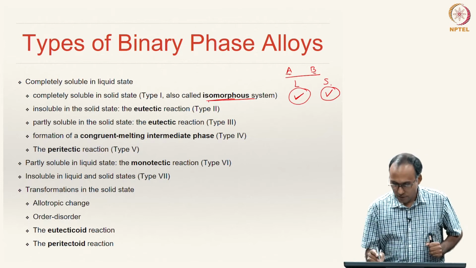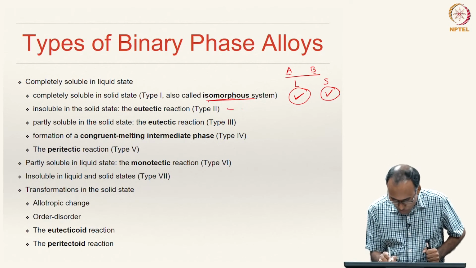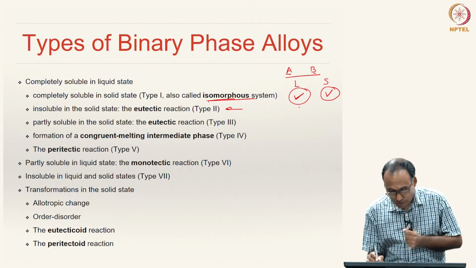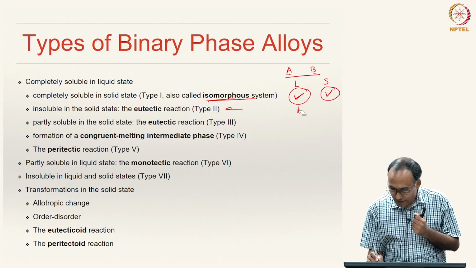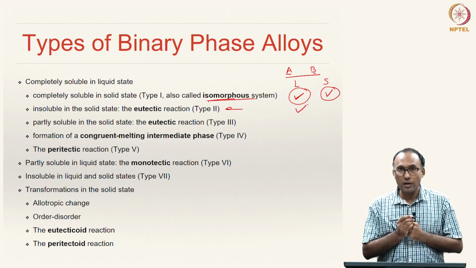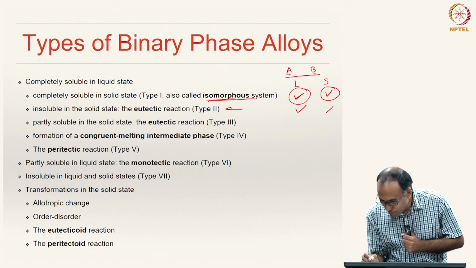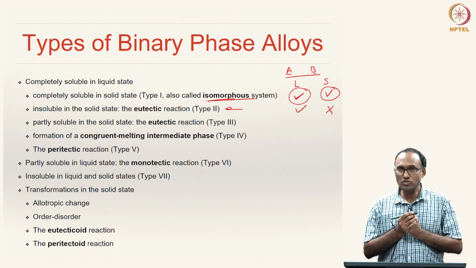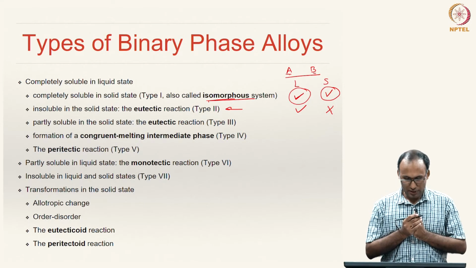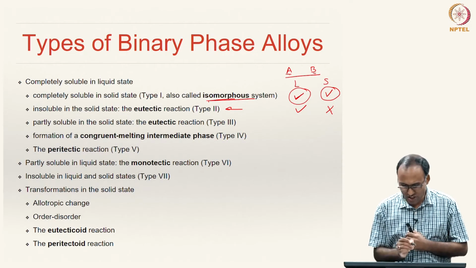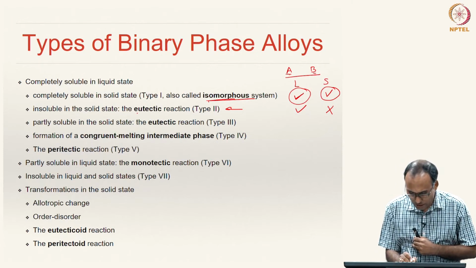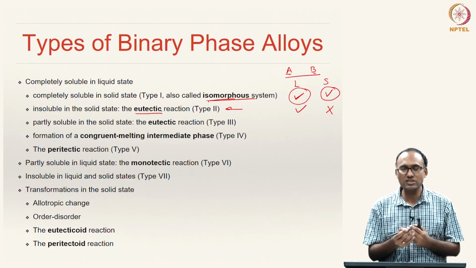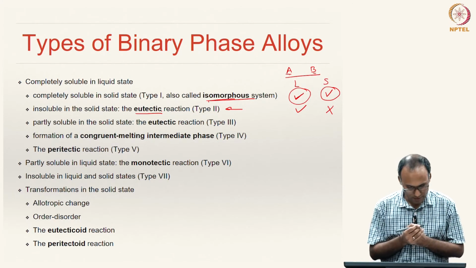And then type 2. In type 2 we will look at a system wherein there is complete solubility in liquid state, but there is no solubility in solid state. And when we are discussing this type of system, we will look at a very important reaction called the eutectic reaction, and this type of alloys are called eutectic alloy systems.